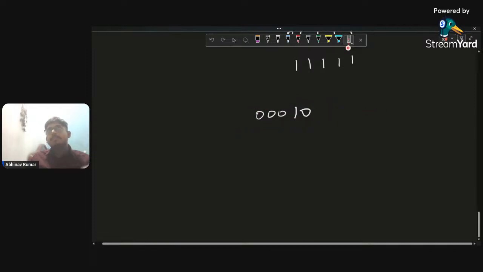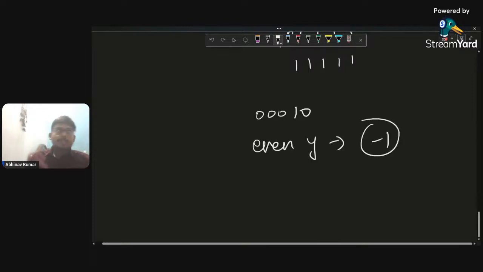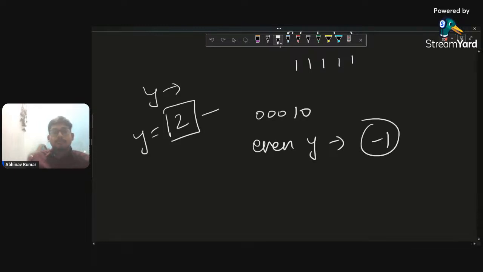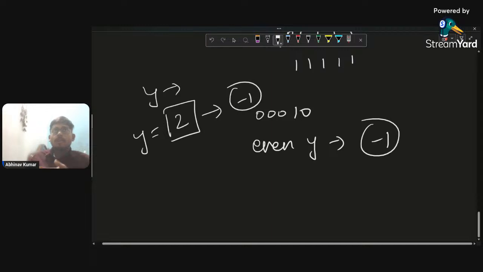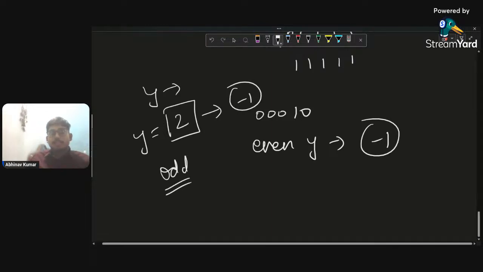Basically for any even number, all even numbers would have a 0 starting bit. So for all even y, we would have -1 as our answer. Now in the question it was given that y is always prime. So a prime even number, 2 is the only even number which is prime. So only for y equal to 2 we would have a -1 case. For all other numbers, all other prime numbers are odd, so we would not have a -1 case.